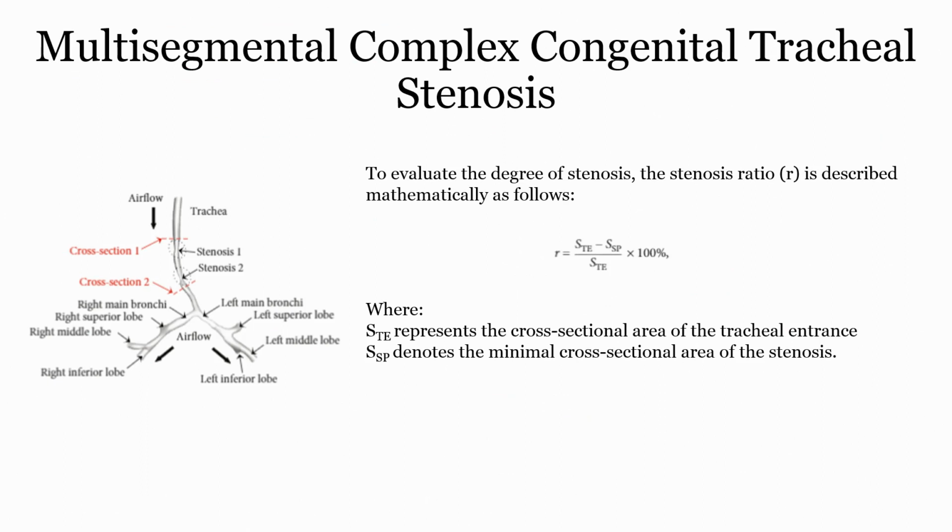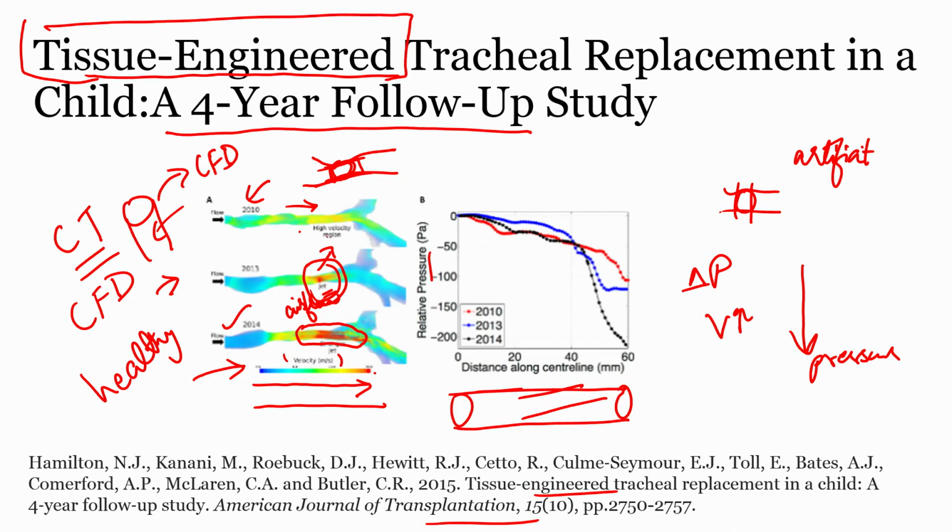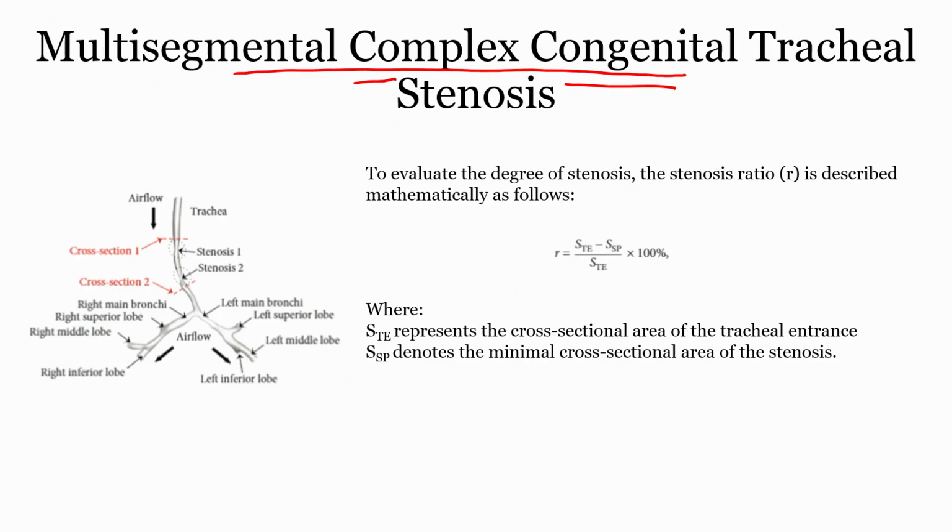Another study, multisegmental complex congenital tracheal stenosis. Congenital means it is by birth. Complex, because what we studied here is just stenosis at one region, and I said the etiologies are vast. Here there is another study which talks about stenosis at 2 regions.